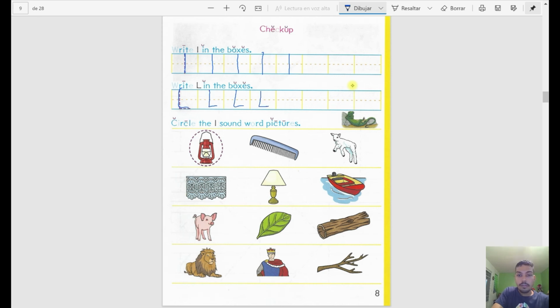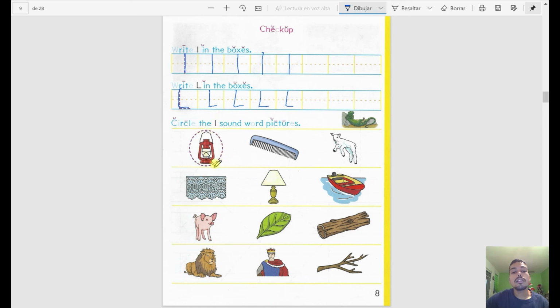Very good. Okay, and you keep going until you finish the line. Then when you finish those parts, let's keep going to the next one that says circle the U sound word pictures. Now we have to circle the pictures that in its name has the sound U.